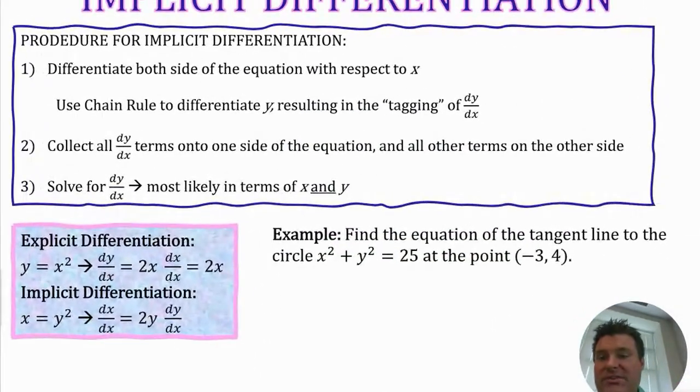Well, we do have some procedures here to do implicit differentiation. So you're going to differentiate both sides of the equation with respect to x. Use chain rule to differentiate y, so that is, I call it tagging dy/dx. We're going to collect all of our dy/dx's on one side of the equation, put all the other terms on the other side, and solve for dy/dx.